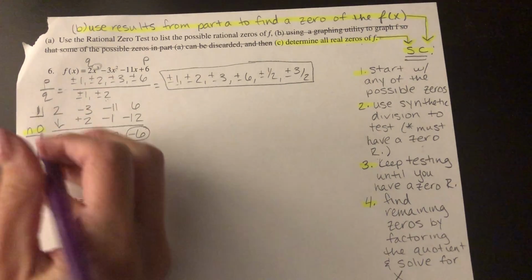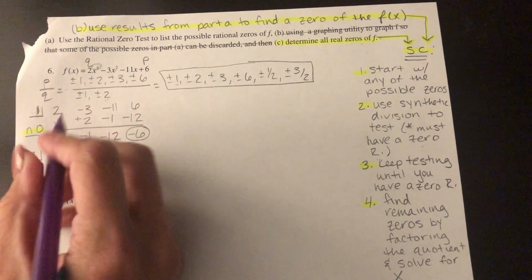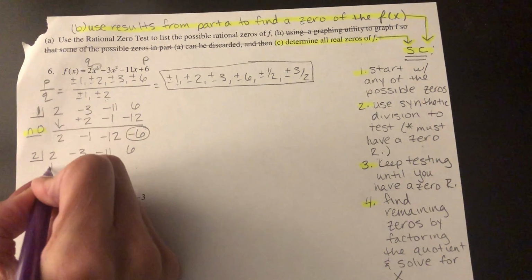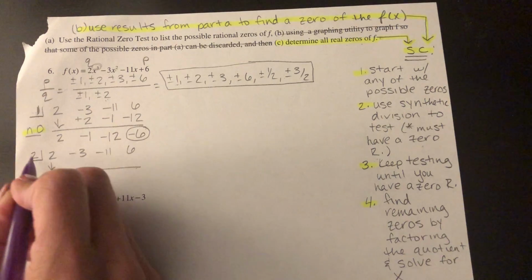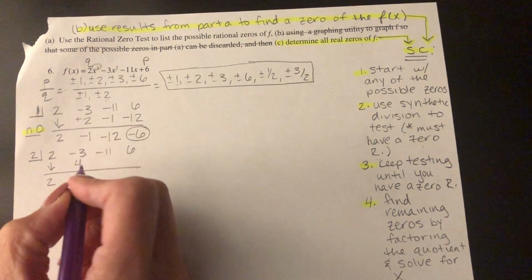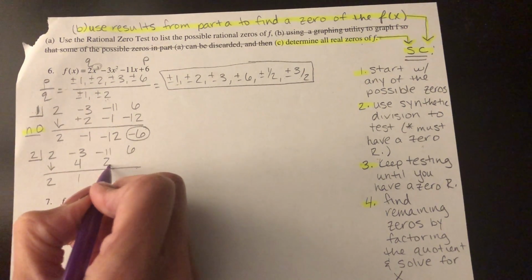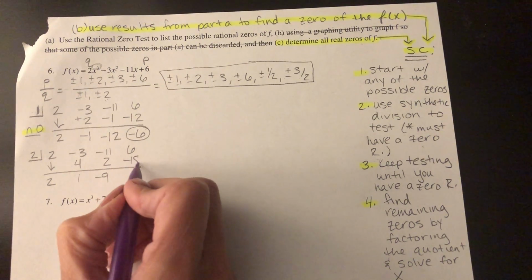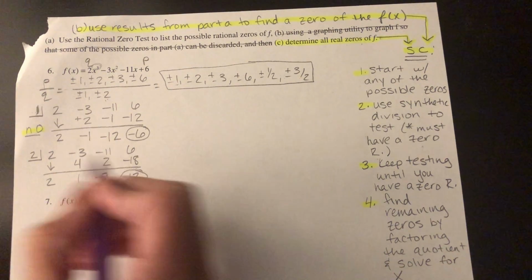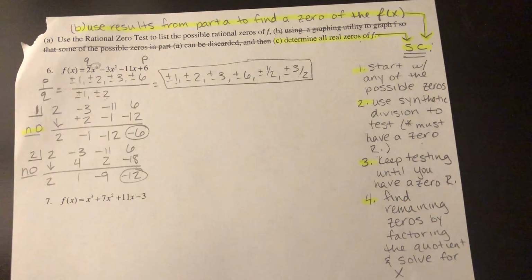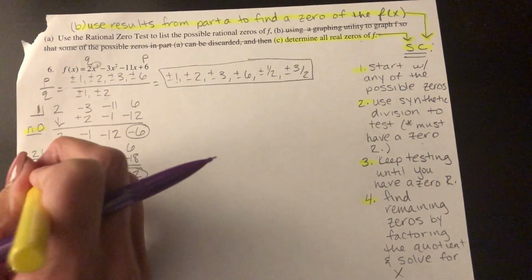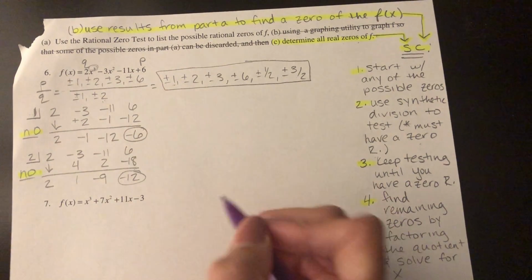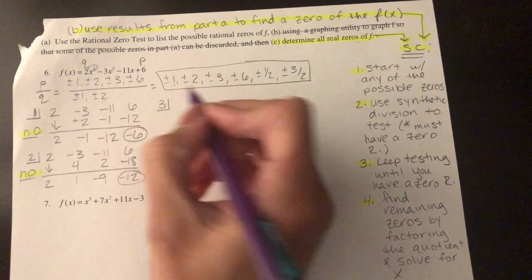Let's try positive 2. Let's see what happens with that one. Two times 2 is 4, add, get 1. 2 times 1 is 2, add, get negative 9. Multiply, add. That's a no. Gotta keep going until you find one that works. You know what works when you have a 0 remainder. Let's try 3.